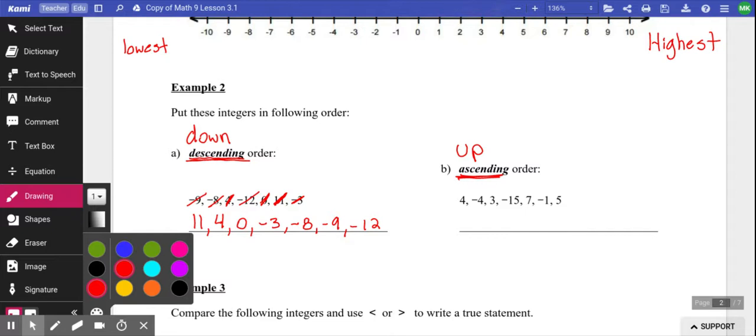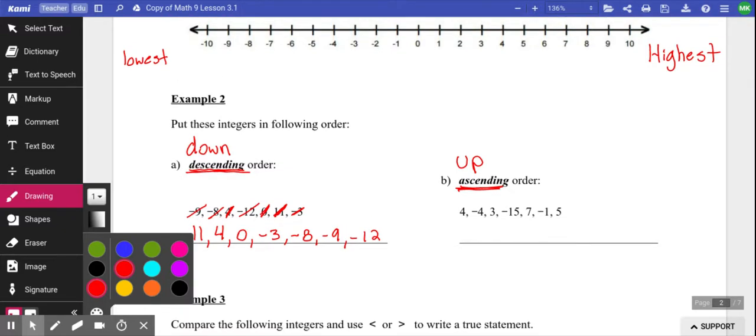Yeah, A is adding. You're going up. I like that. It's a good idea. So this time you would start with your lowest number. Your lowest number would be the furthest left on the number line, which would be -15. The next lowest number would be -4, -1, 3, 4, 5, 7.